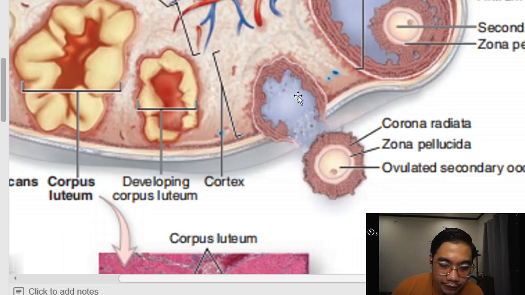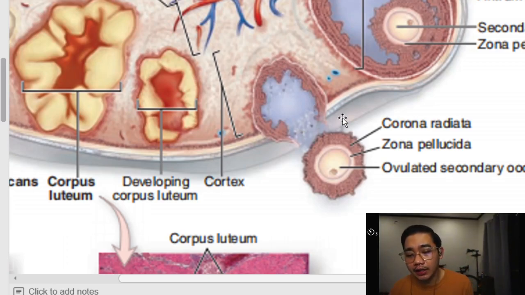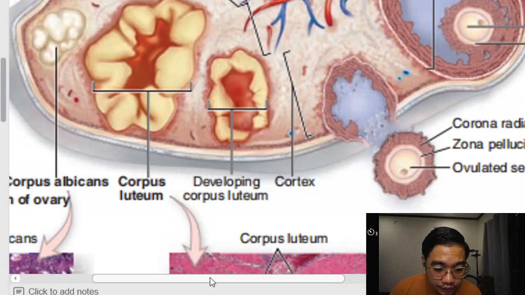But here, after the secondary oocyte is expelled, there is still the remaining follicle, no, it still has action. So it still produces hormones, no? So it becomes a corpus luteum.